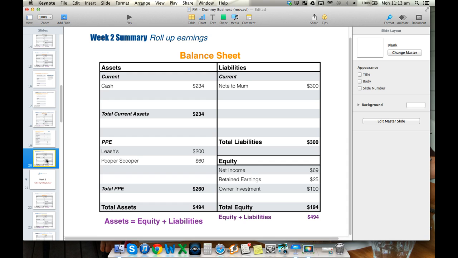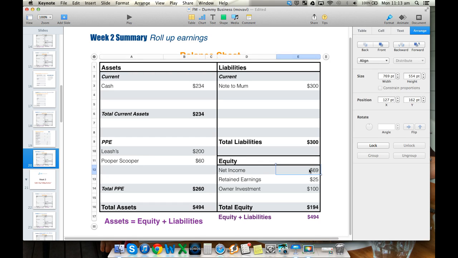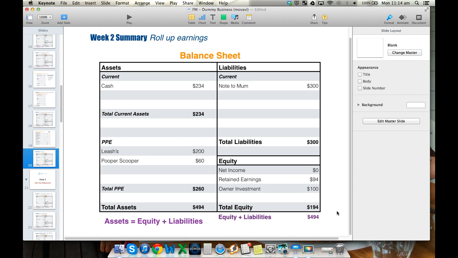Okay, so if you remembered, all we're doing here in the rolling up is we're taking our net income number, adding it to our retained earnings, bringing net income back to 0. So net income, we're going to make 0 and add 69 onto the 25, which is 94. And again, we can see that we're in balance because we're 494 here and we're 494 here. So that's rolled up the earnings for week 2, and that's the balance sheet at the end of week 2, ready to kick into week 3.